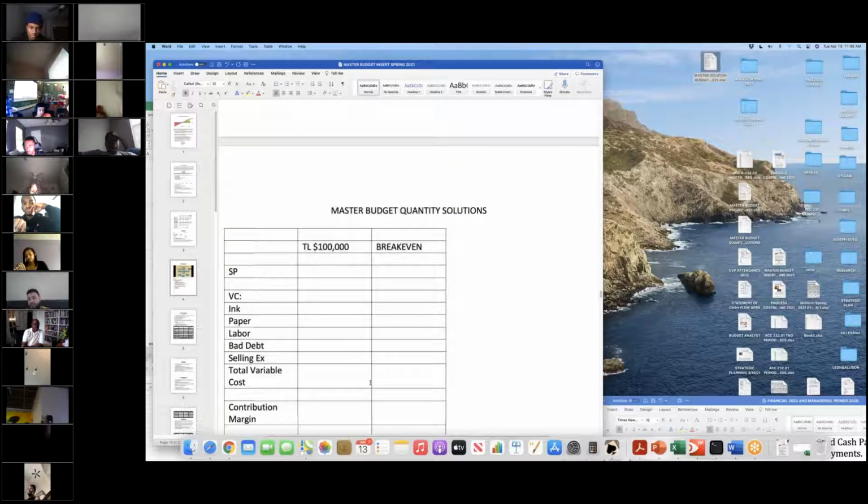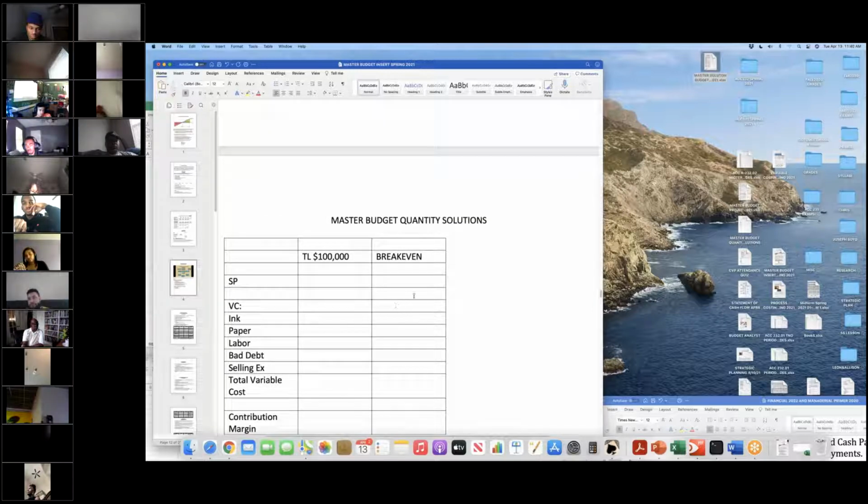So what is it, team 8? Is it team 8 that has the master budget quantity solutions? Is that right? Okay. It's the right one. Y'all already finished?